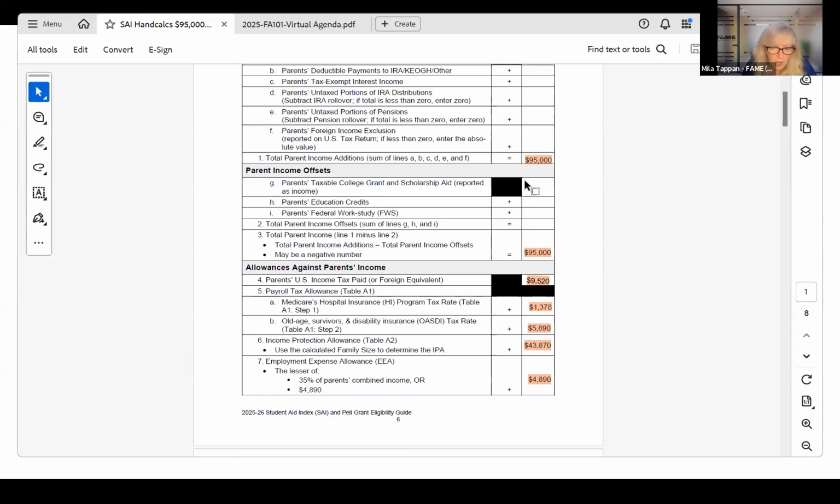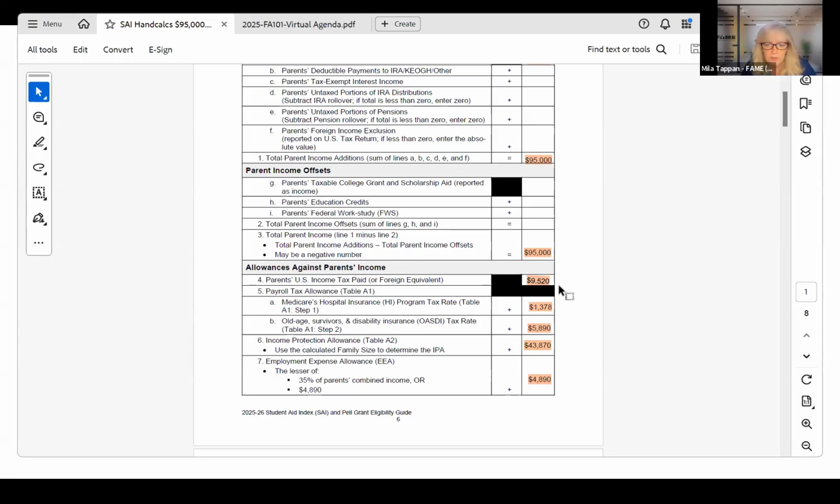So we're going to total up all of the offsets. We don't have any in this case. The next category we're going to check on are the allowances. This is really critical for so many reasons. This basically says, okay, this family is earning X number of dollars per year, but all of that money is not available to go towards higher education. So we need to take into account that there are expenses and pieces of that income that are not available to the family.